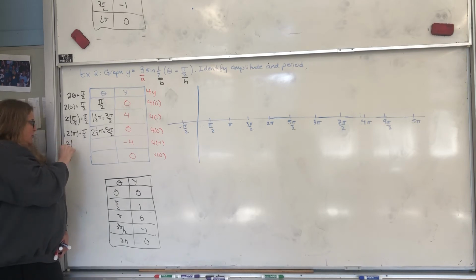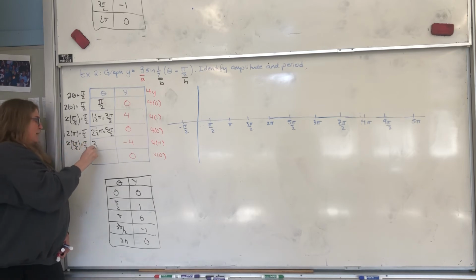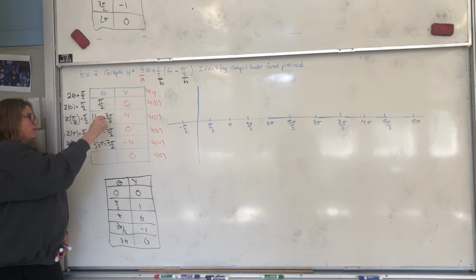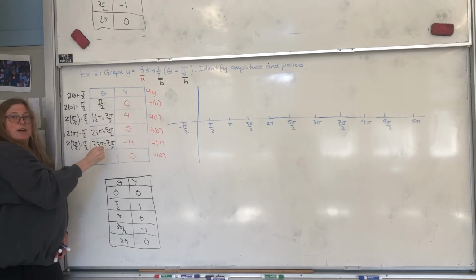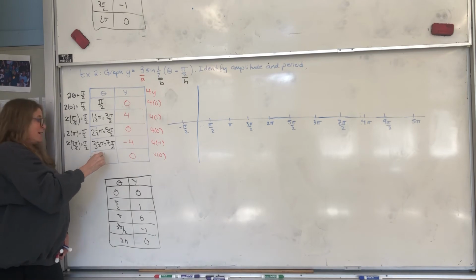Okay? 2 times 3 pi over 2 plus pi over 2. Right? Again, those 2's go out, and I have 3 pi plus 1/2 pi. So that's 3 1/2 pi, which is 7 pi over 2. Can anyone see the pattern? Pi over 2, 3 pi over 2, 5 pi over 2, 7 pi over 2. What's the next one, guys? 9 pi over 2.